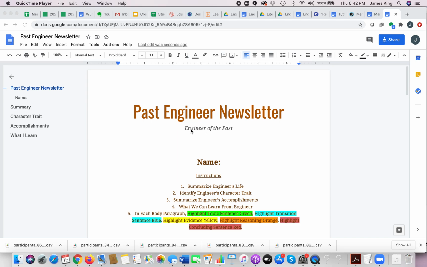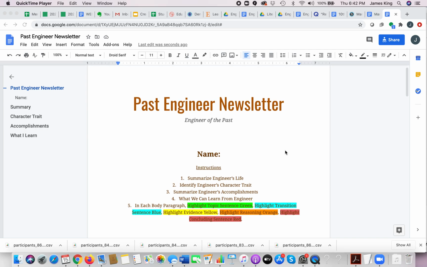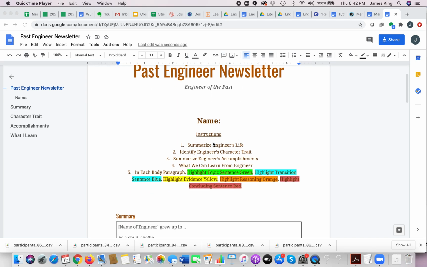Past Engineer newsletter, engineer of the past. So let's read the instructions. We will summarize the engineer's life. We will identify an engineer's character trait. We will summarize the engineer's accomplishments, or what the engineer accomplished. And lastly, what we can learn from the engineer.